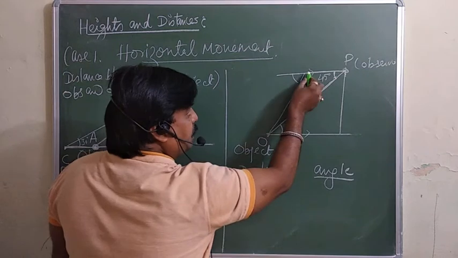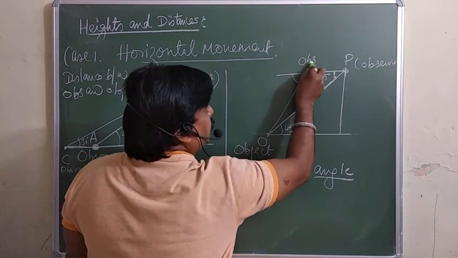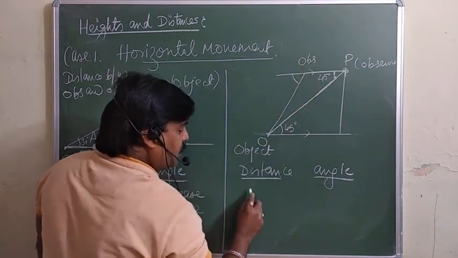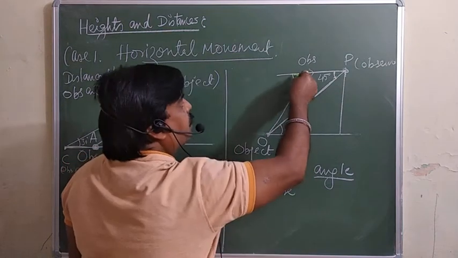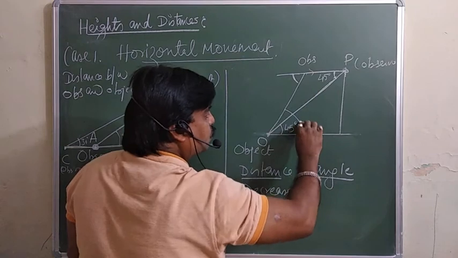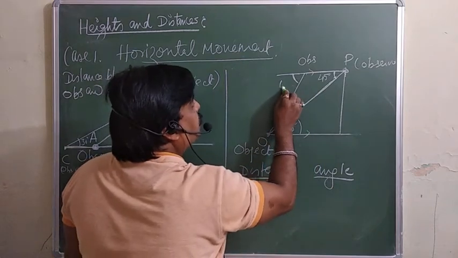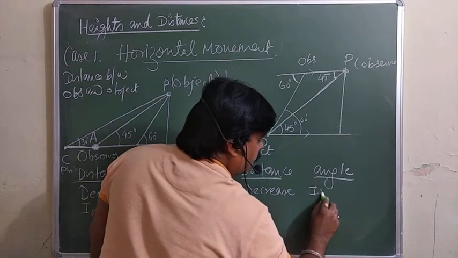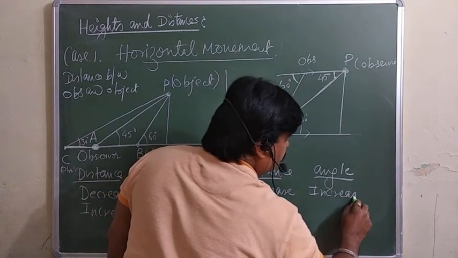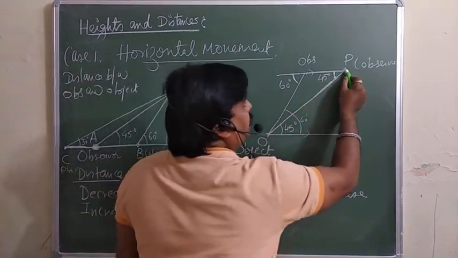Now distance between the observer and object is going to decrease. Then you can see this angle will be equal to this one. So angle is going to increase. It may be 60 or whatever. This is your 60. So it will increase. And if you are going away, आप दूर जा रहे हैं.